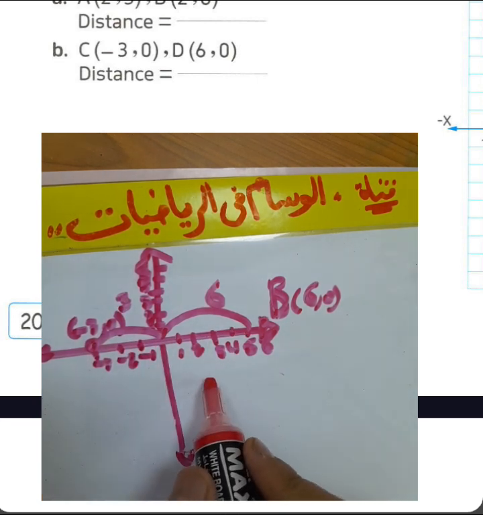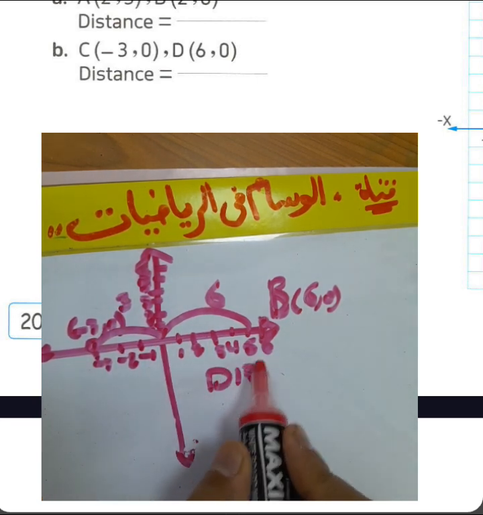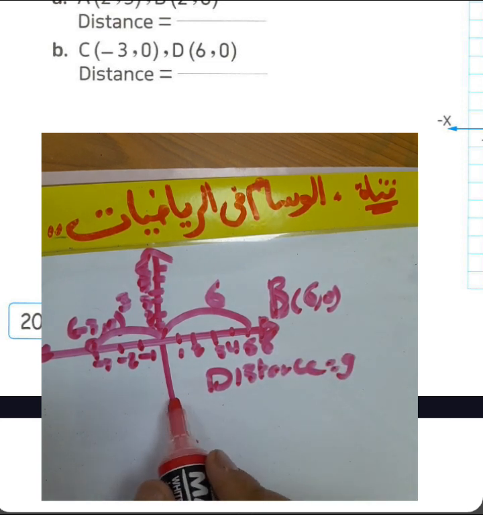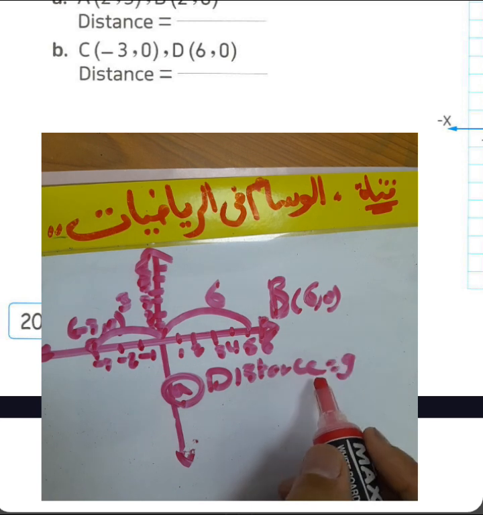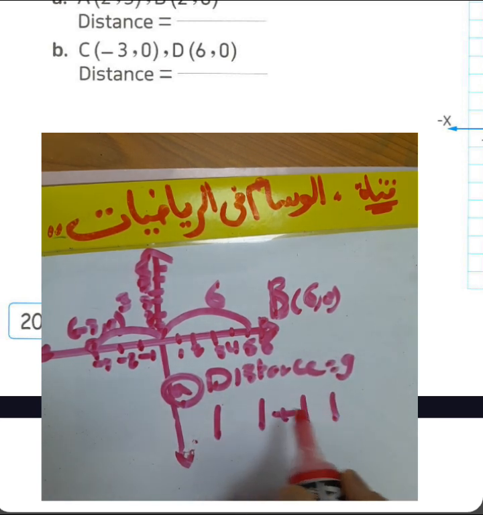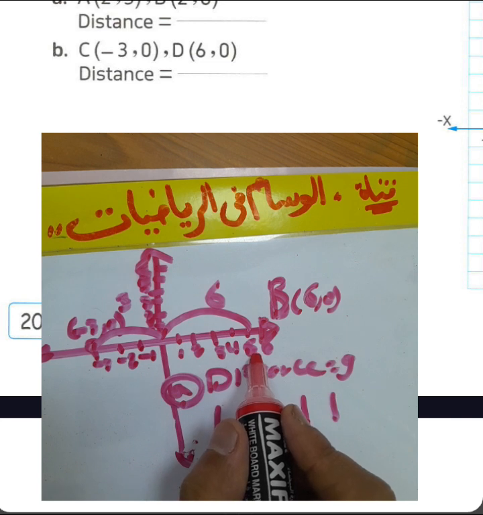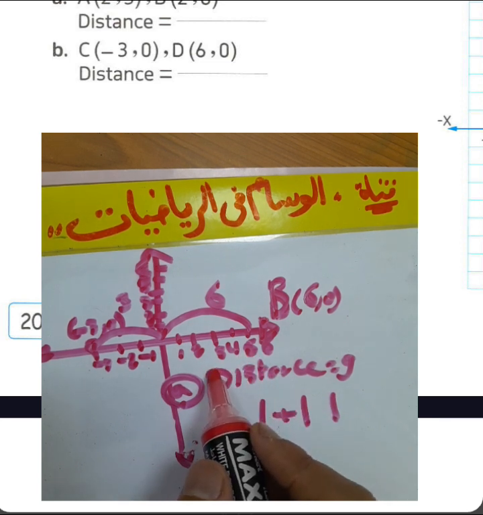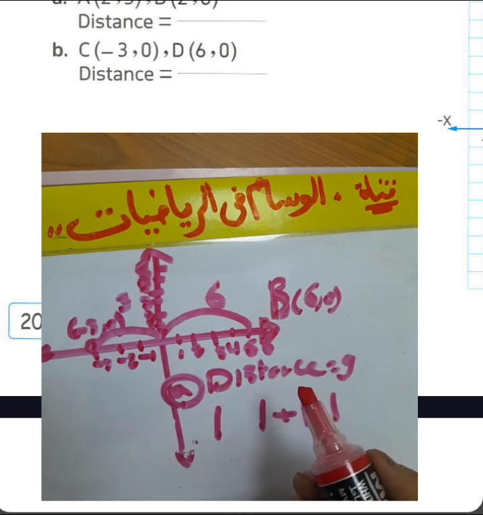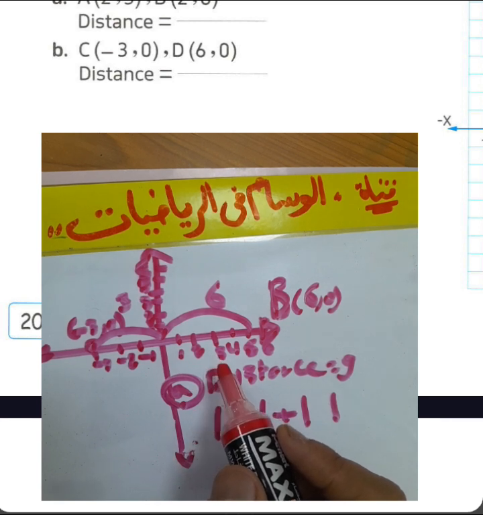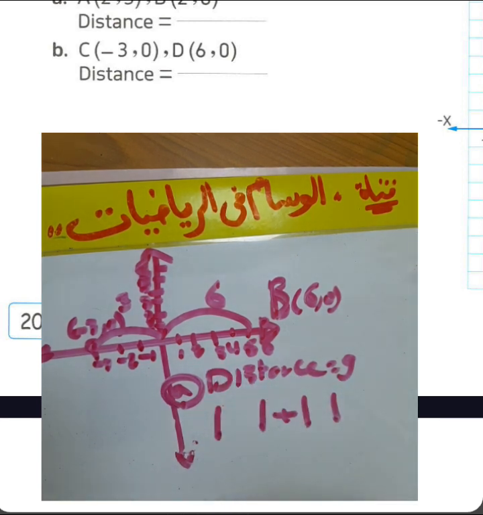6 plus 3 equals 9. Then the distance will be 9. About letter E, the distance will be 9. You can write the absolute value of the first plus absolute value of the second. The first here, from 2 to 5, A is 2 and 5. B was 2 and 8.